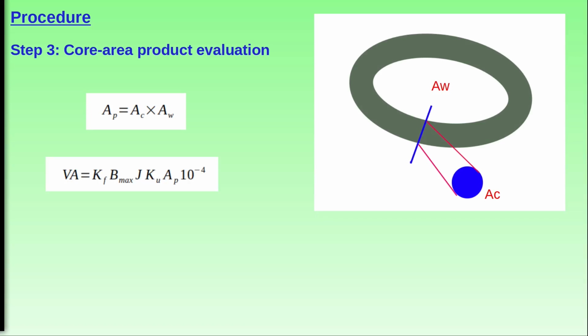In this equation, VA is the adjusted power we calculated in step 2. Kf is the waveform coefficient that depends on the shape of the voltage applied at the primary. Bmax is the max flux density expressed in Tesla. J is the current density through the secondary. Ku is the winding utilization factor.